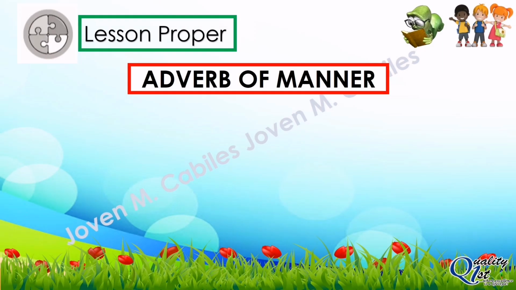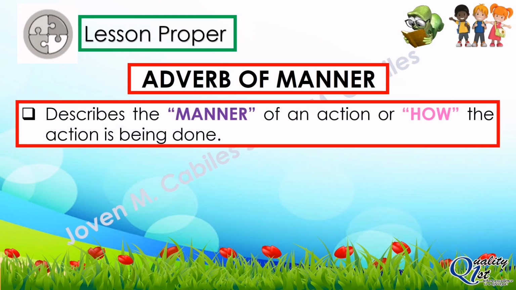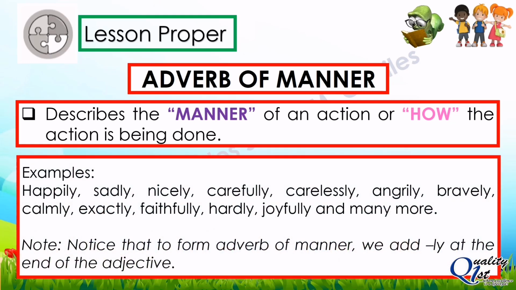Now, when we say adverb of manner, it describes the manner of an action or how the action is being done. Examples are happily, sadly, nicely, carefully, carelessly, angrily, bravely, calmly, exactly, faithfully, hardly, joyfully, and many more. Note kids, notice that to form adverb of manner, we add ly at the end of the adjective. Okay? Well done.